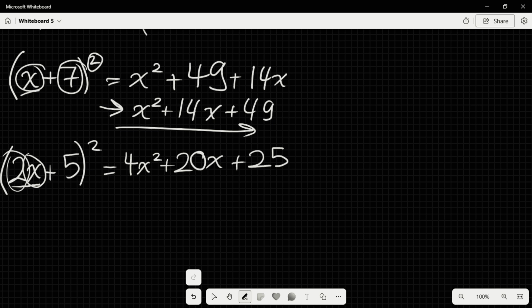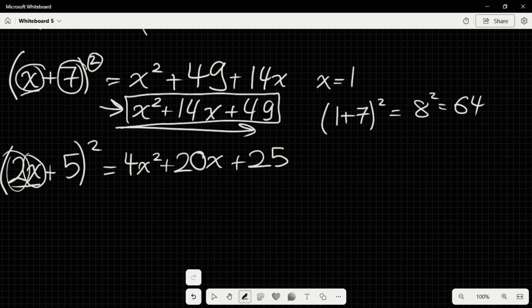Now let's go ahead and check our answers by replacing x with a number. So let's just say x is equal to 1. 1 plus 7, when squared, is going to equal 8 squared, which will be 64. Now let's replace x by 1 in the expanded form. So we have 1 plus 49 plus 14. So in other words, 1 plus 14 is 15, and 49 plus 15. 49 plus 10 is 59, plus 5 is 64, correct.